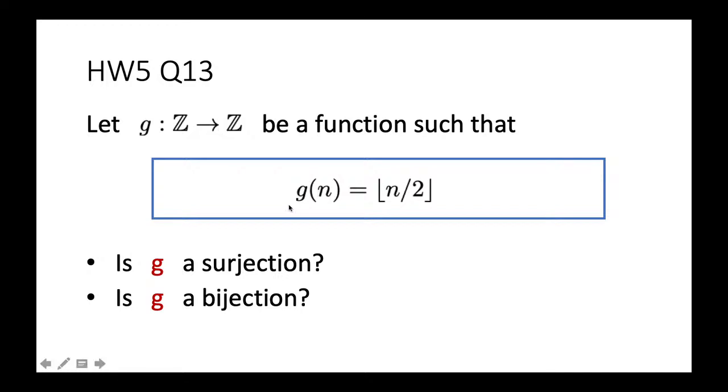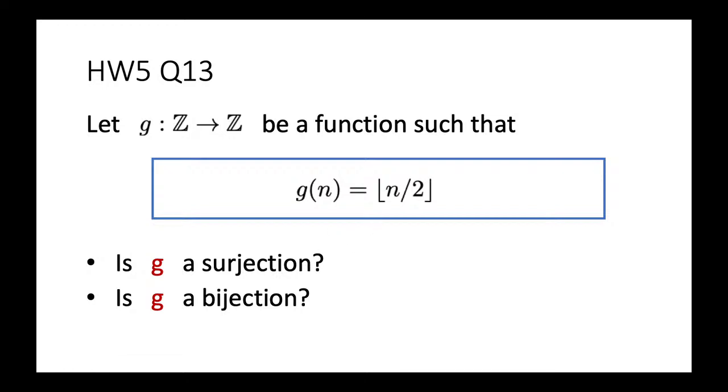Is that okay? So when n is equal to -1, we should get g of n to be -1 also. The floor function gives the closest integer that is not exceeding the value. So if n is equal to, let's say, -1, then -1 divided by 2 will be -0.5, and the closest integer not greater than this -0.5 will be -1. So g of -1 will be -1. G of -2 will also be -1.